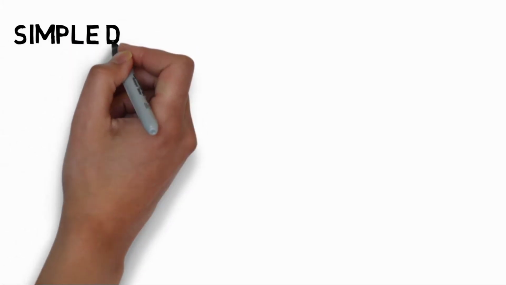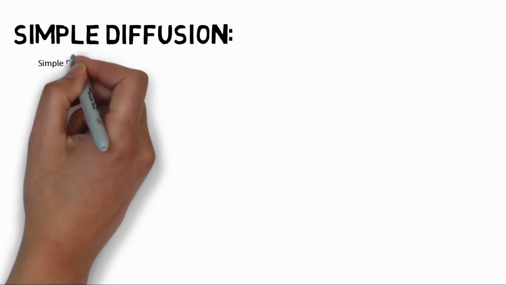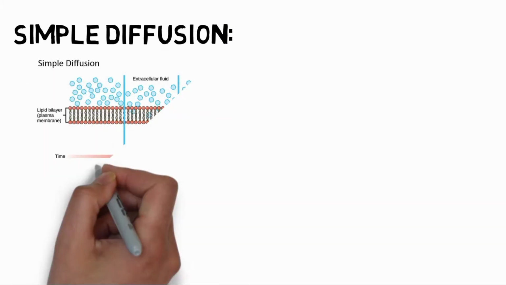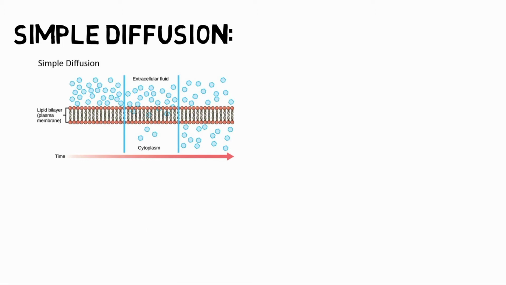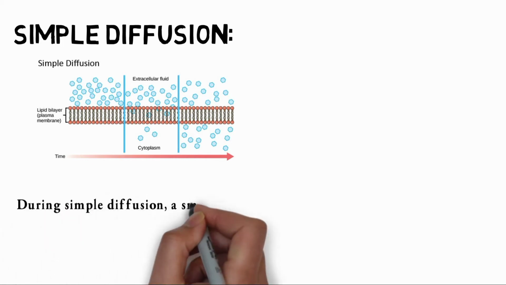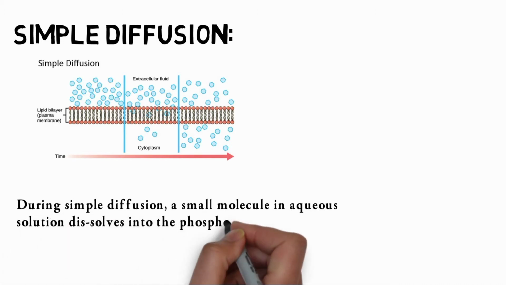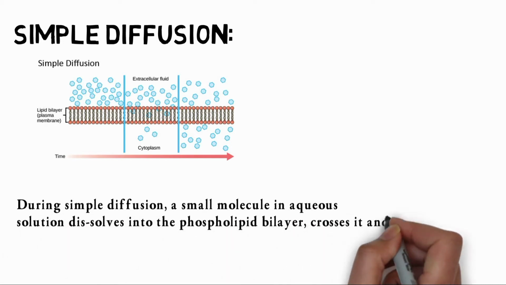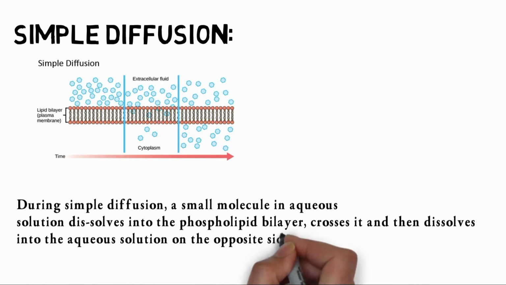So now discuss simple diffusion. How can we define it? Let's see. First we draw its diagram, then we can define it. So we define during simple diffusion, a small molecule in aqueous solution dissolves into the phospholipid bilayer, then crosses it, then dissolves into the aqueous solution on the opposite side.